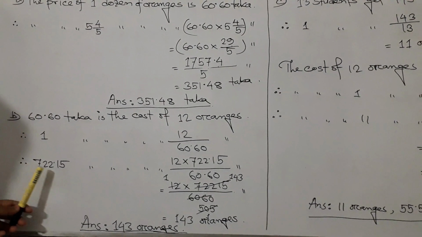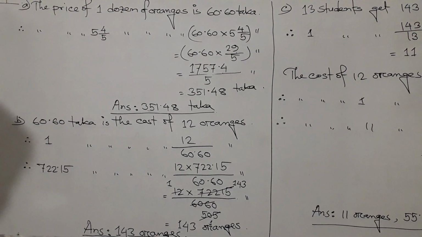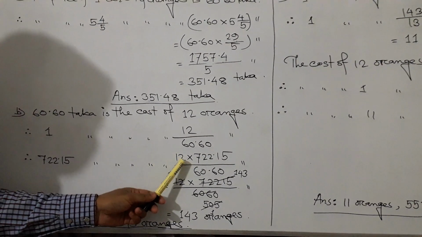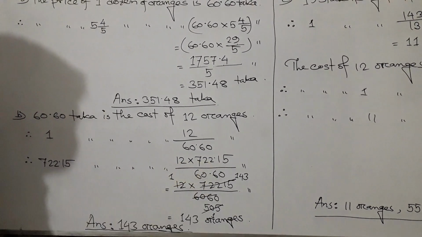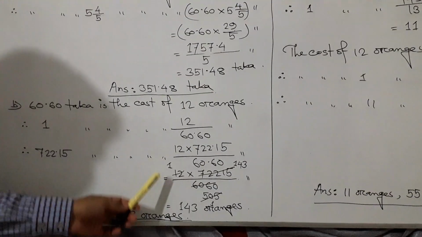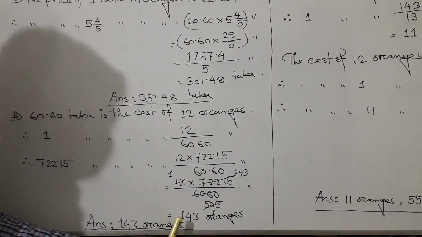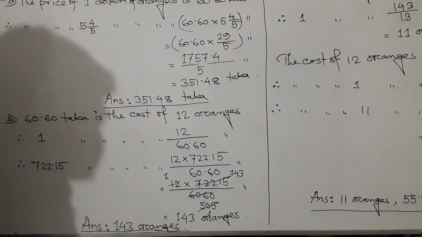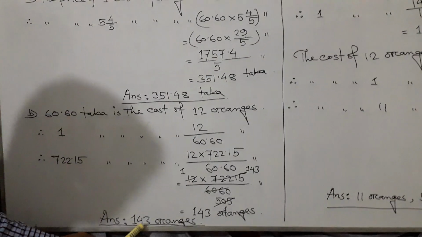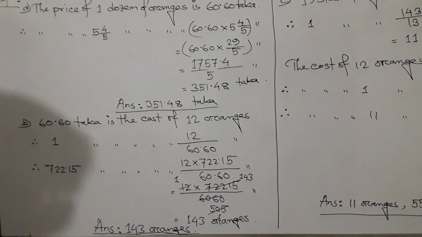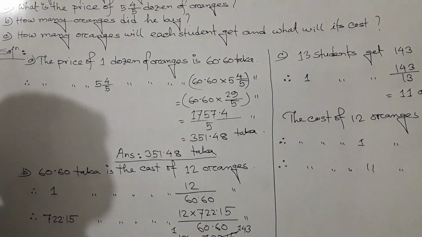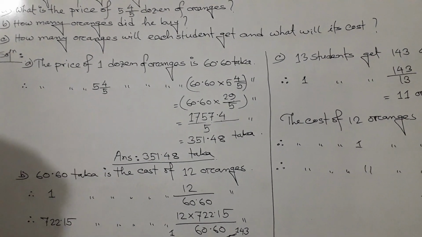Now 722.15 Taka is the cost of 12 multiplied by 722.15 divided by 60.60. Now we calculate, then we get the result 143 oranges. So he bought 143 oranges. Now question number C. How many oranges will each student get and what will it cost?